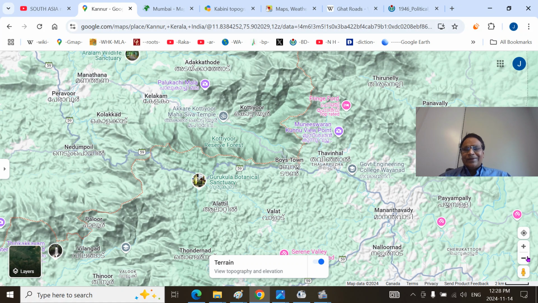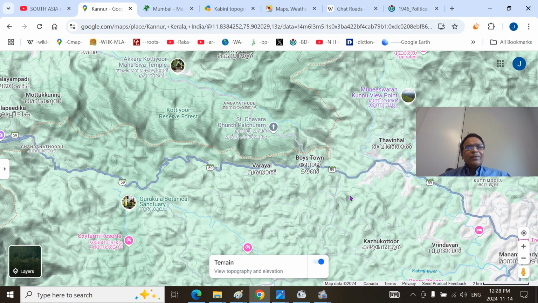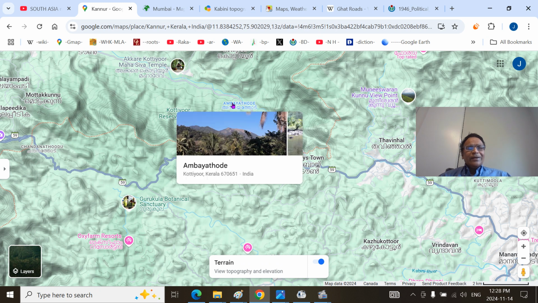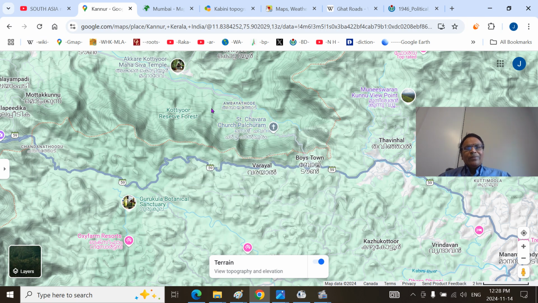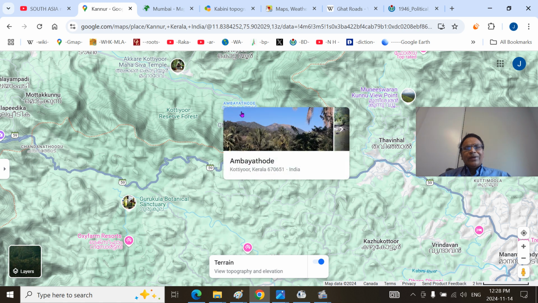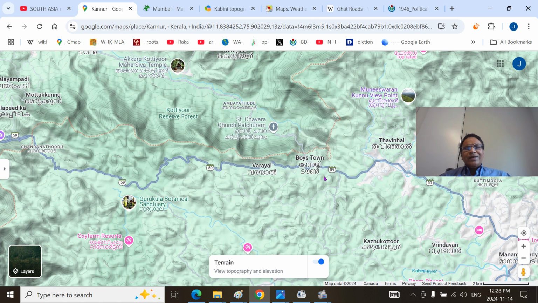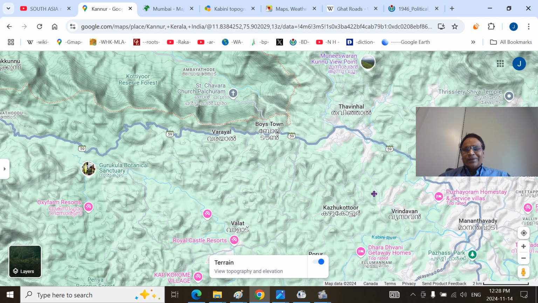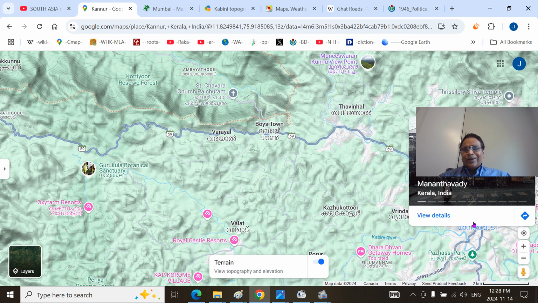It's not there, but I can expand there. Ambayathode. Yeah, you can see the Ambayathode. So sometimes that is called Ambayathode Pass Churam or Kottiyoor Churam. And from near Ambayathode, actually the mountain range, the Western Ghats starts. It ascends, goes to Boys Town. That is the outskirts of Manathavady urban center.